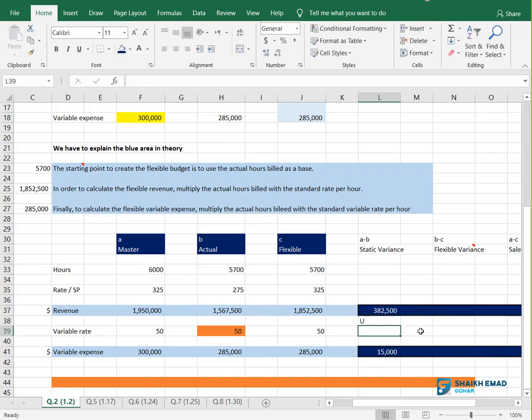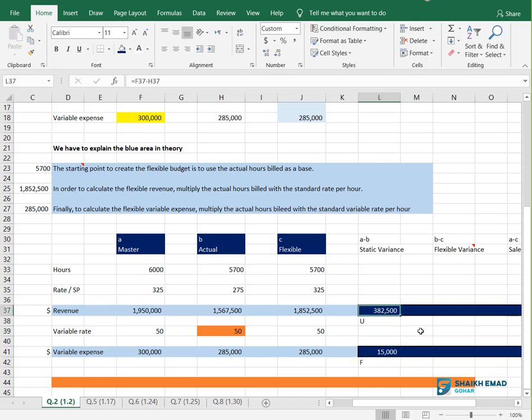Okay. What about this one? 15,000. Master is saying you have 300,000 to spend on variable expense. Actually, we just spent 285,000. So is this good or not? This is good. Although see, both are plus figures. But one is unfavorable, one is favorable. That's why I'm saying don't go for plus minus sign. Some people try to remember if it is plus, favorable, if it is minus, unfavorable. No, it's not like that. So this is your static variance.